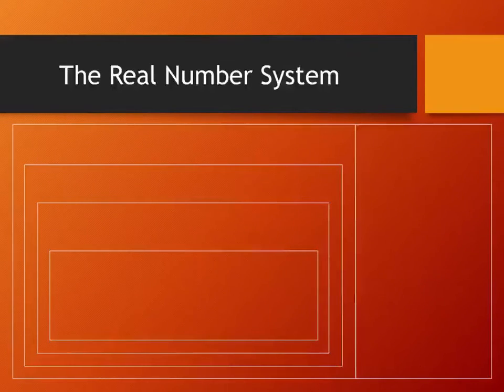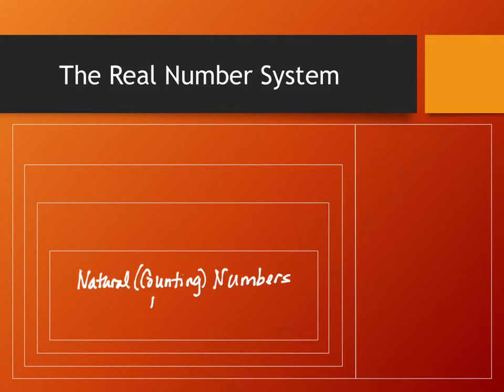So when you first start learning to count, like my 7-year-old, what number do you learn to count starting with? 1, right? And you don't go 1, 1.1, 1.2. You don't do anything like that, right? You go 1, 2, 3, and so on. So the very innermost box contains what are called the natural, or sometimes called counting, numbers. And these are the numbers 1, 2, 3, and so on.